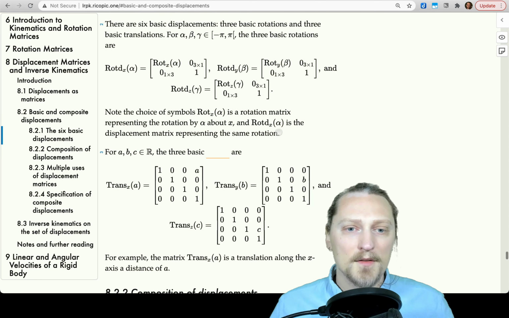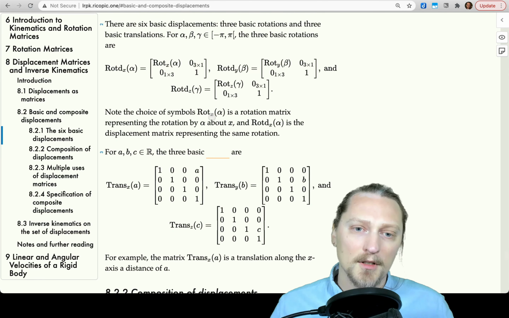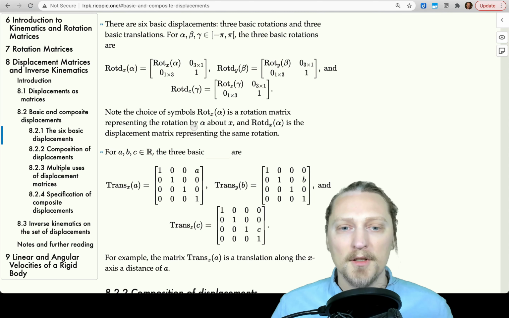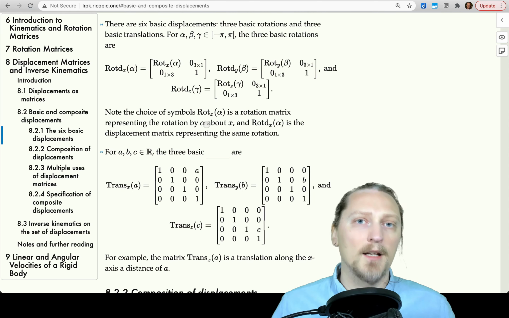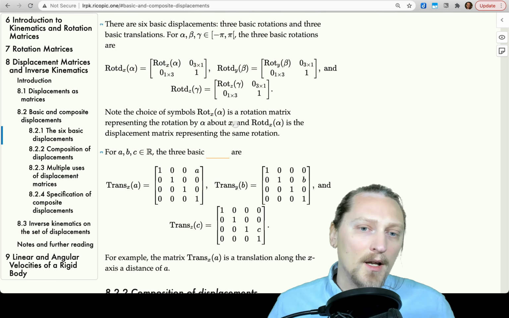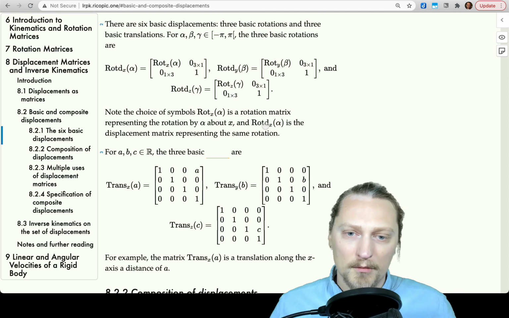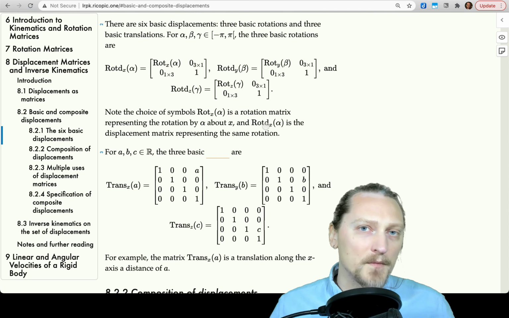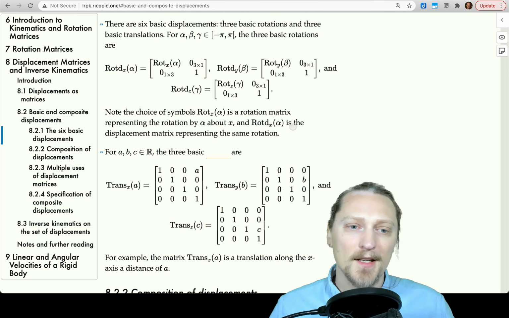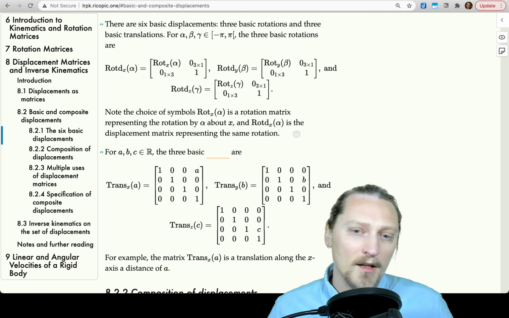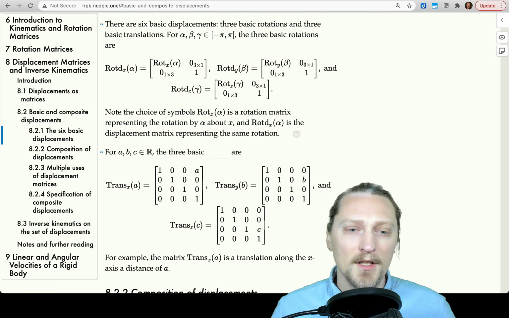Note the choice of symbols. Rotation sub x alpha is a rotation matrix representing the rotation by the angle alpha about the axis x. And rotation d, for displacement, x alpha, is the displacement matrix representing the same rotation. So we put a d on the end of the ROT.